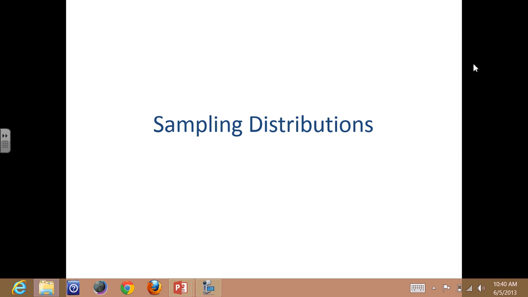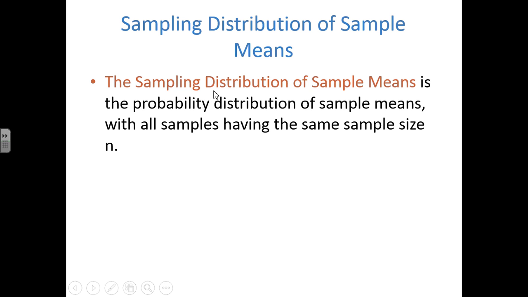Okay, so now we're going to continue with our lecture on Chapter 5 with sampling distributions. First of all, we're going to look at the sampling distribution of sample means. What we're going to be doing is taking many samples, all of the same size n, and calculating their sample means. That's known as the sampling distribution of sample means.